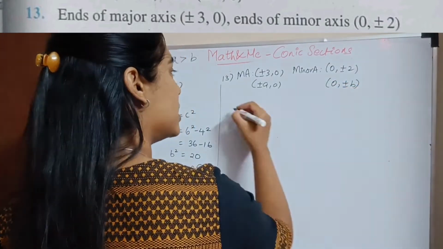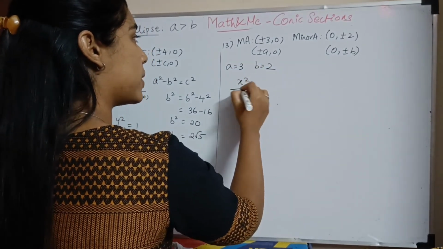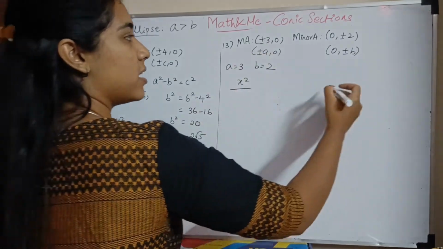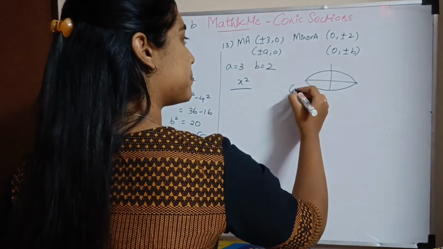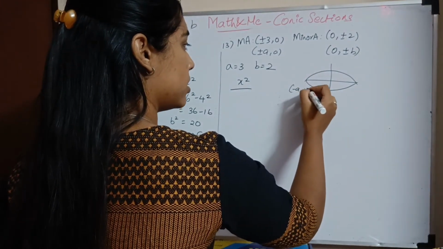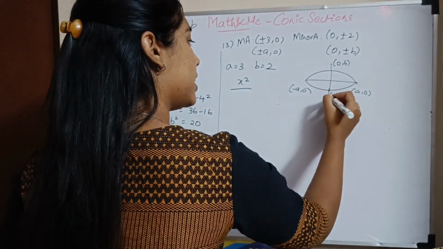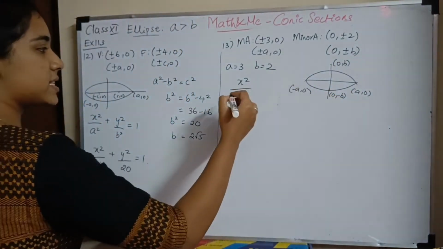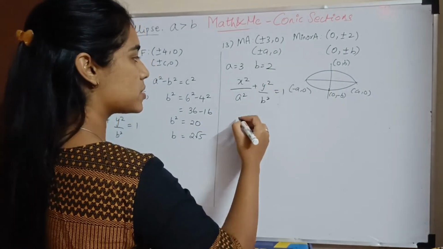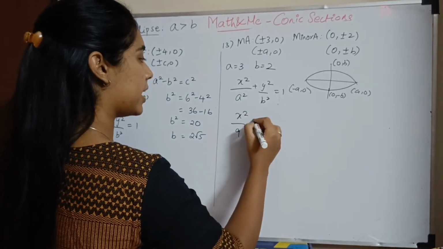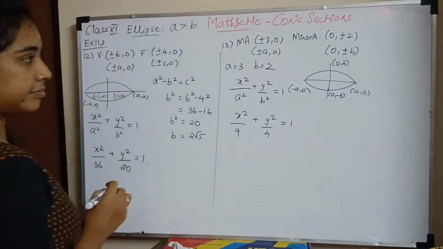So plus or minus b. So you know the value of a, you know the value of b. So what is the equation? X square by... x-axis la a irukku. Your ellipse looks like this. So you have major axis is a. Major axis is along a and your minor axis is along b. So it's 0, b and 0, minus b. So x-axis la a irukirathunala x square by a square plus y square by b square equals 1. So x square divided by 9 plus y square divided by 4 equals 1. Okay.